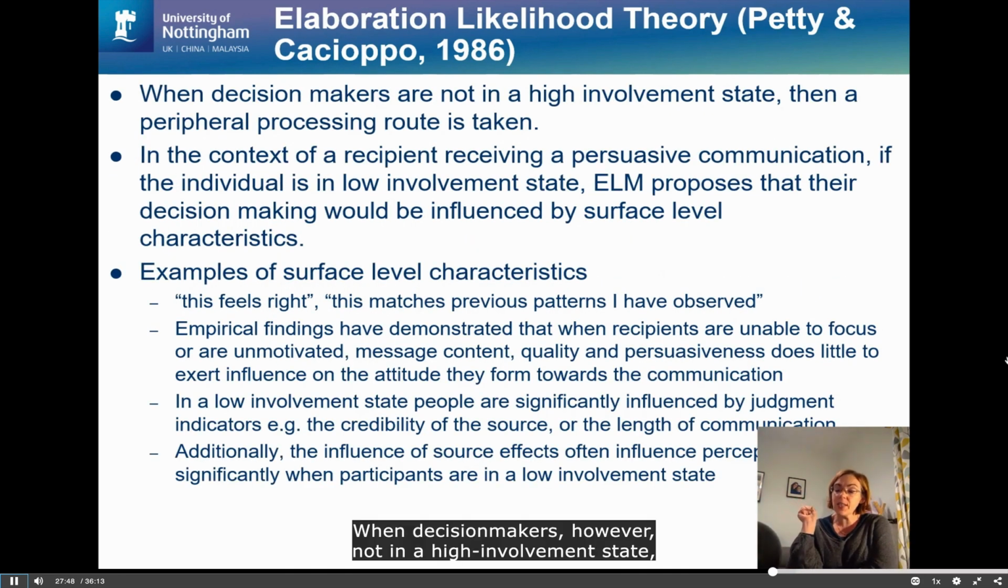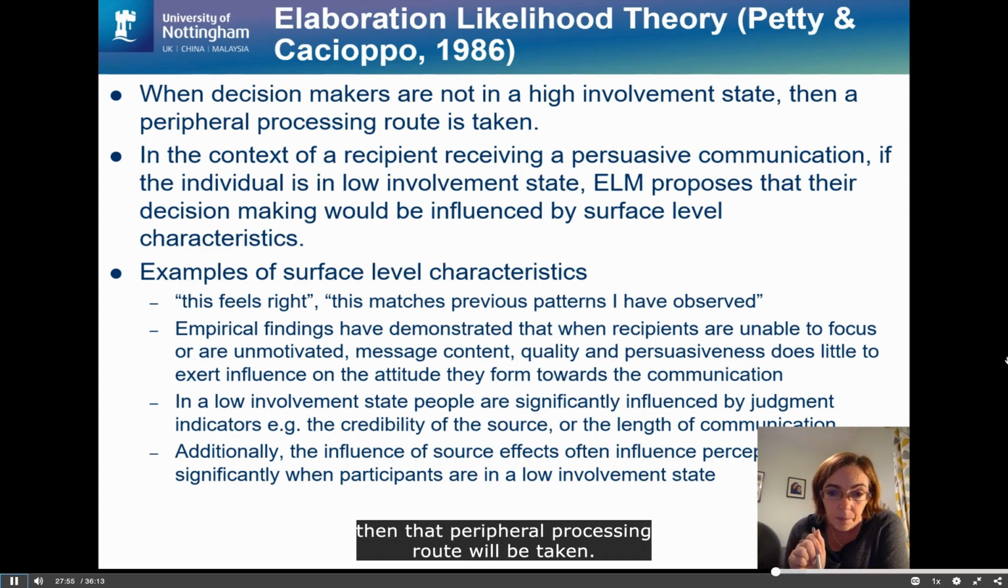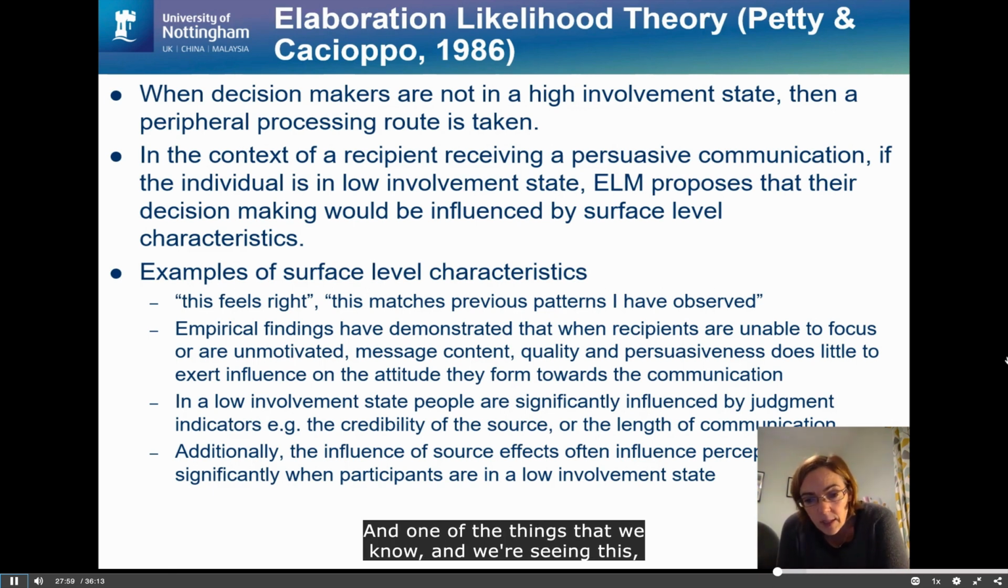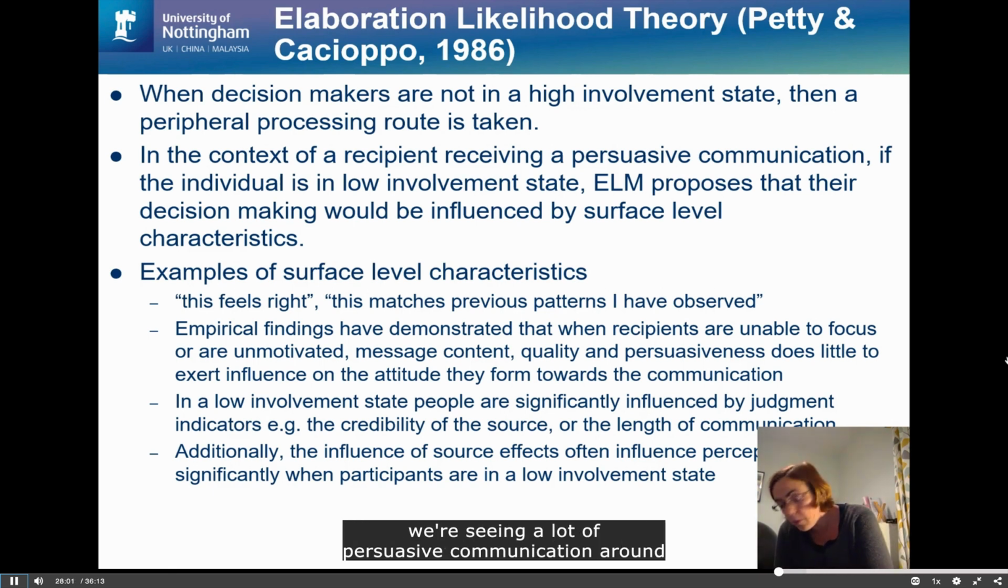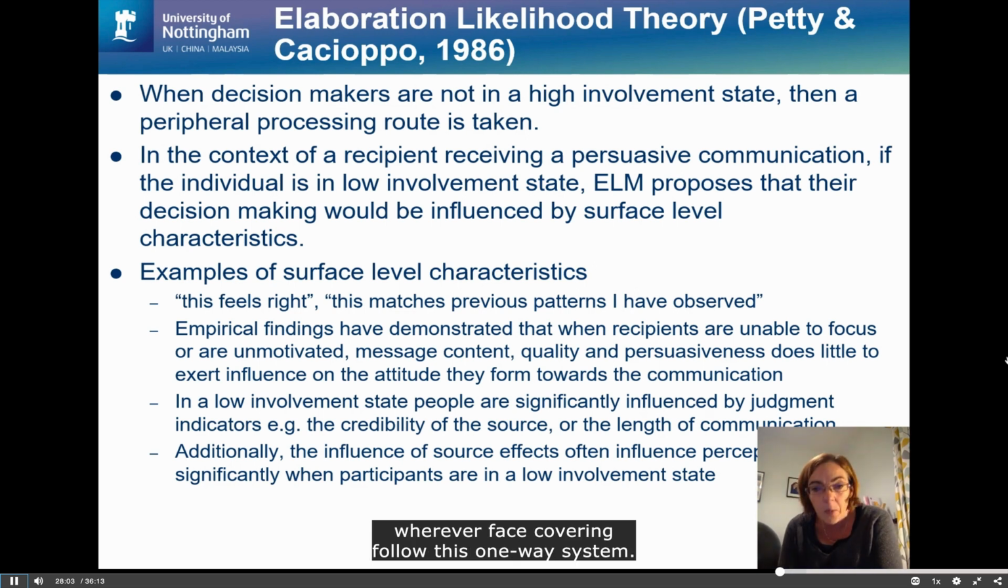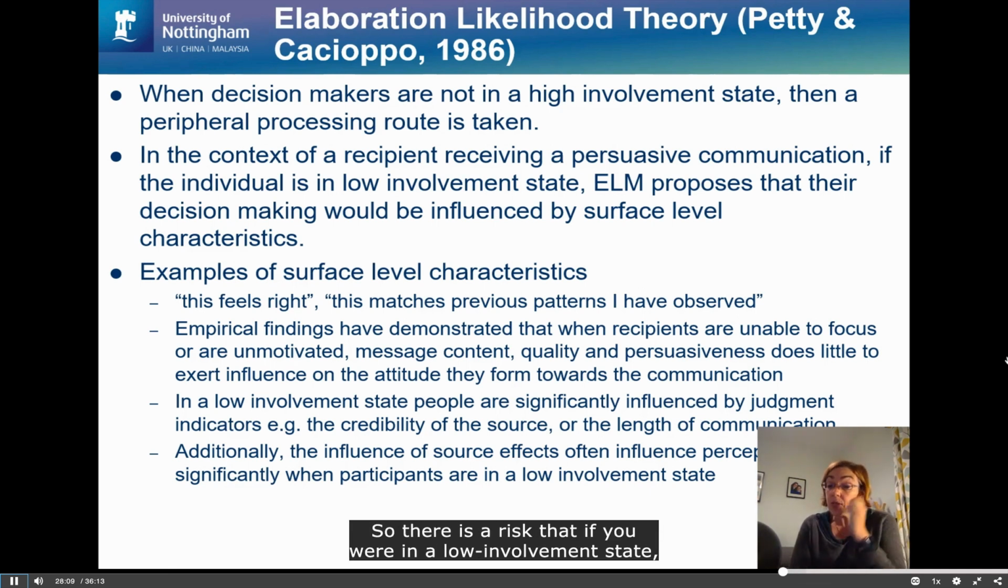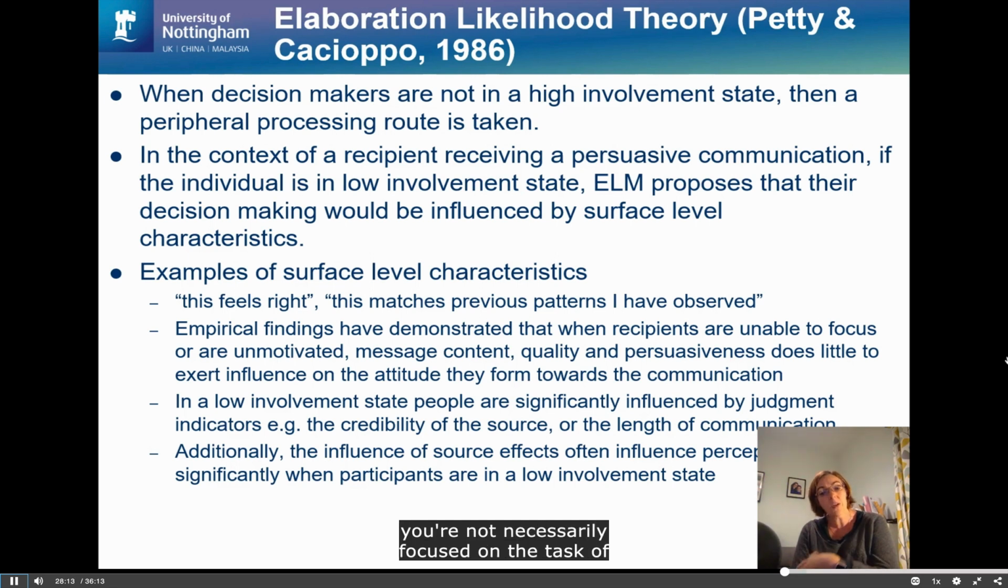When decision makers, however, are not in a high involvement state, then that peripheral processing route will be taken. And one of the things that we know, and we're seeing a lot of persuasive communication around, wear a face covering, follow this one-way system, is in the individual being in a low involvement state. So there is a risk that if you're in a low involvement state, you're not necessarily focused on the task, you've got different types of motivation.